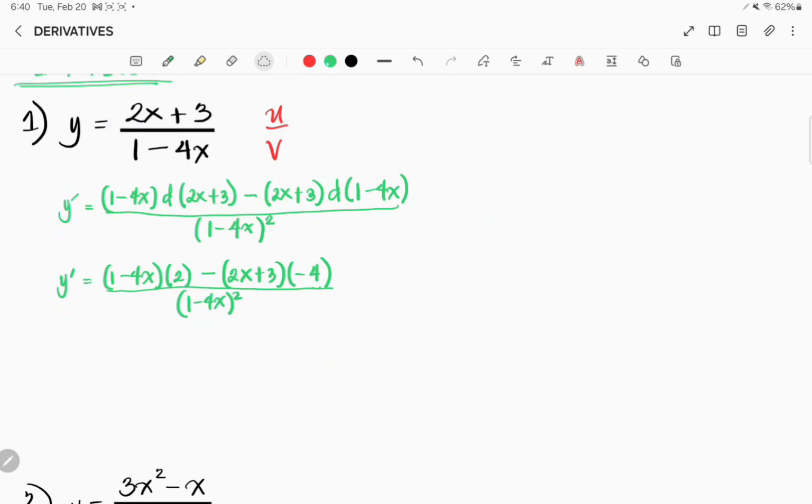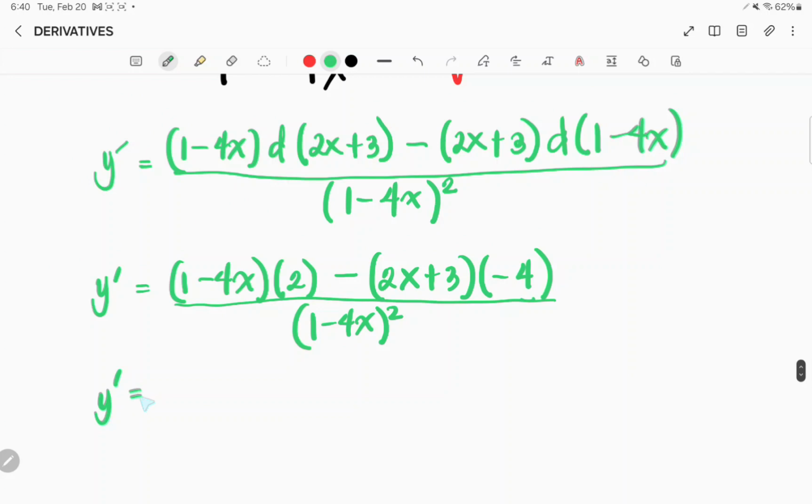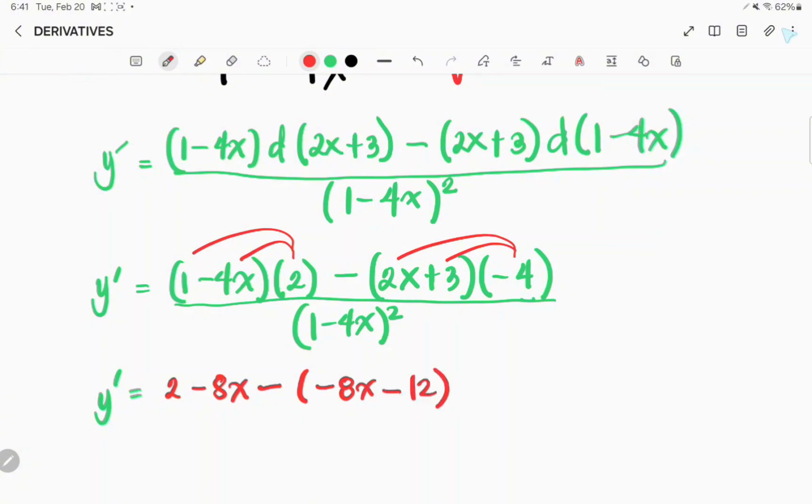Okay, so let's continue. Y prime is, we have to distribute this outer factor. For the first term we have 2, and for the second term we have negative 4. So we have 2 minus 8x minus negative 8x minus 12 over the denominator of 1 minus 4x square.